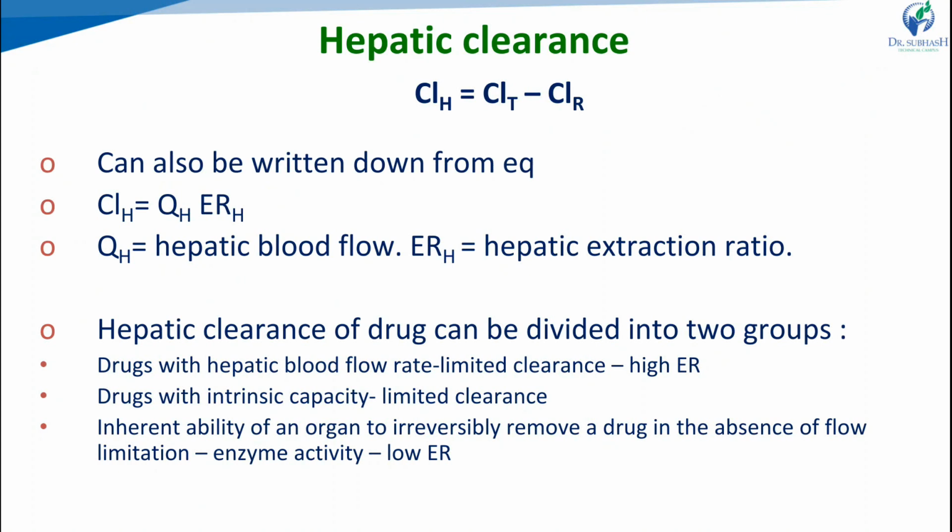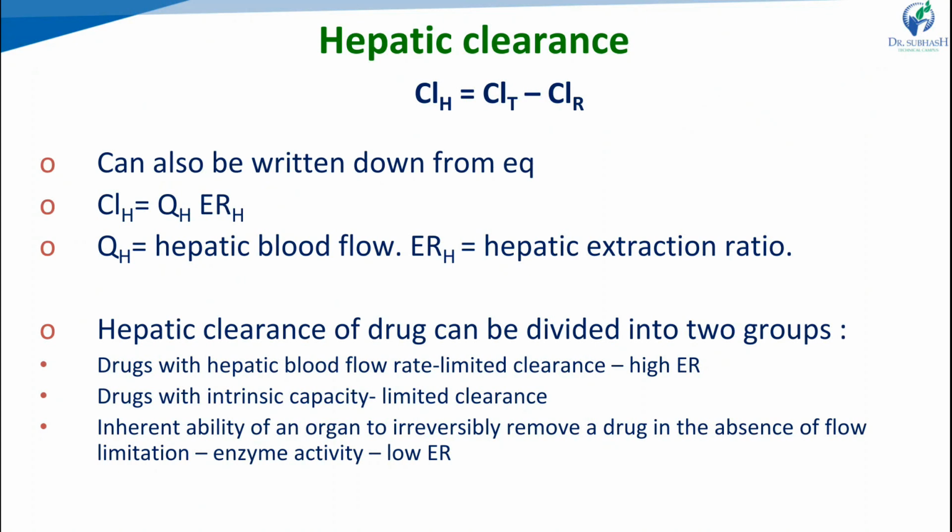Hepatic clearance of drugs can be divided into two groups. The first is drugs with hepatic blood flow rate limited clearance, with a high ER value, close to 1. It is said to be perfusion rate limited or flow dependent. So alteration in hepatic blood flow significantly affects the elimination of drugs with high hepatic ER value, for example propranolol. Such drugs are removed from the blood as rapidly as they are presented to the liver.